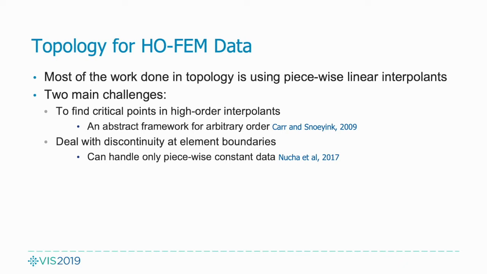There are two main challenges to extend this work to higher order data. The first challenge is to find critical points for higher order interpolants. There has been some work done by Karl and Sionic to create the abstract framework, but it requires finding roots for higher order interpolants, which is a little hard. The second challenge is to deal with discontinuity at element boundaries. At this front, the current literature only shows how to deal with piecewise constant data.